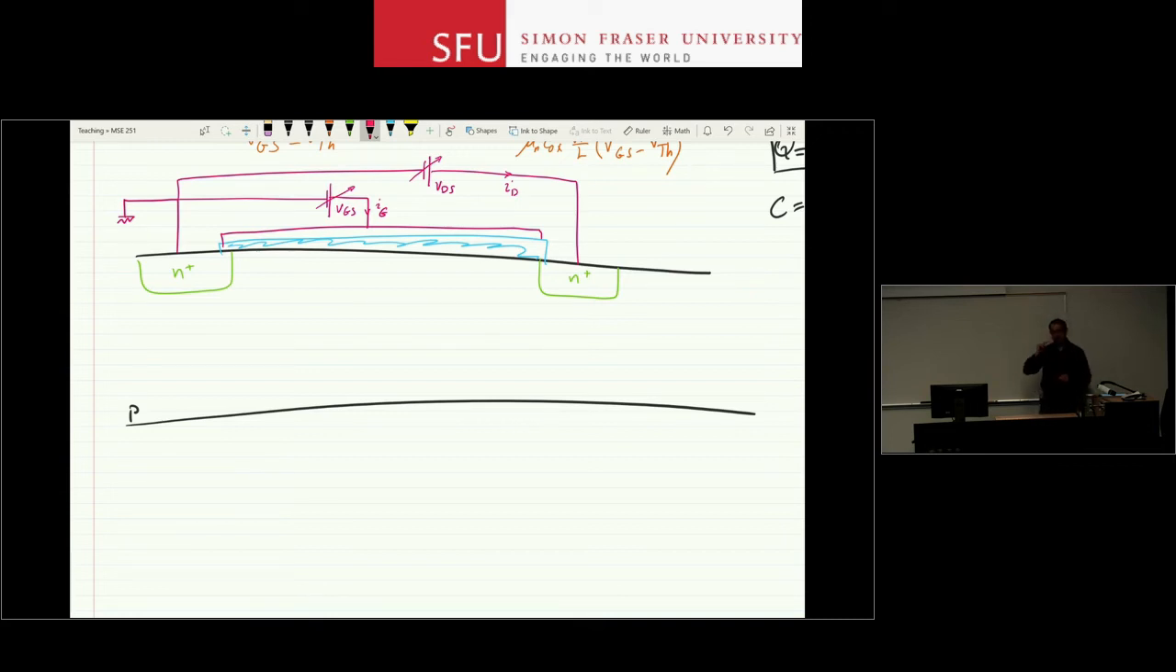If you answered 0, you're correct. Why is IG 0? Well, because it's a capacitor. A DC current cannot go through the capacitor. You charge it up and that's it. Everything stops. So IG will be 0.